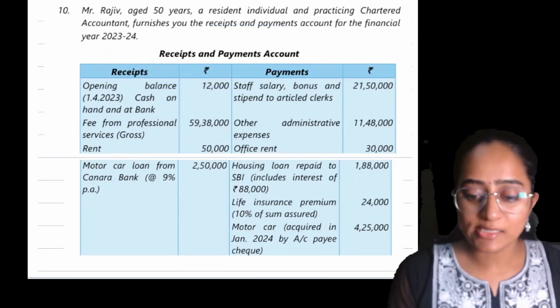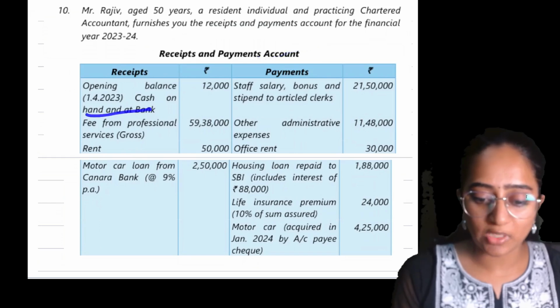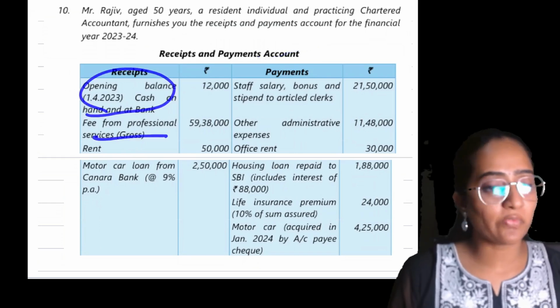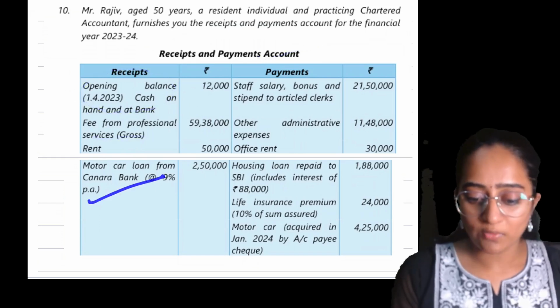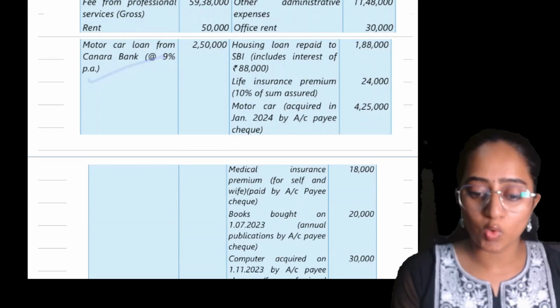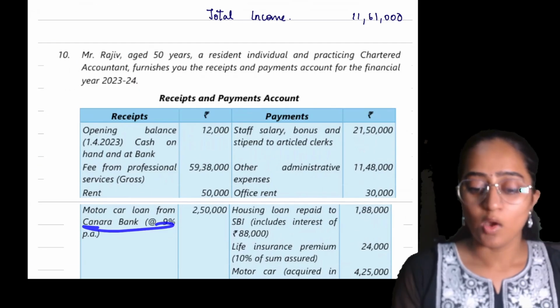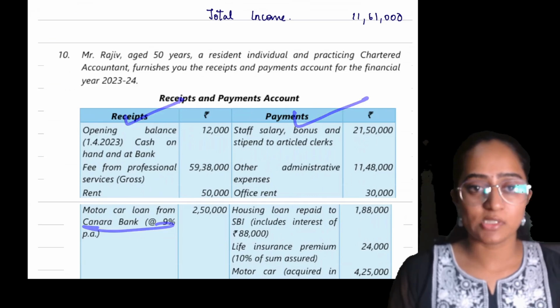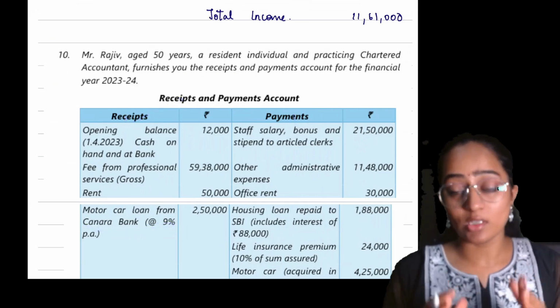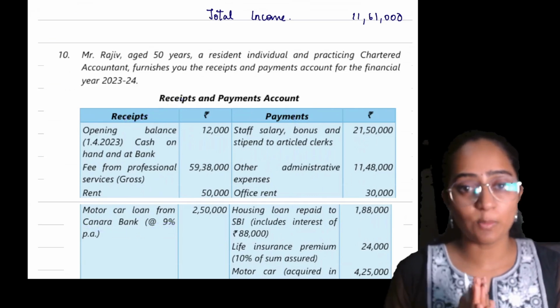Okay, in this receipts and payments account, they have given the opening balance, fees from professional services, motor vehicle information, that is, motor car loan from Canara Bank information given. Always remember this is receipts and payments. This is not income and expenditure, people, this is receipts and payments.